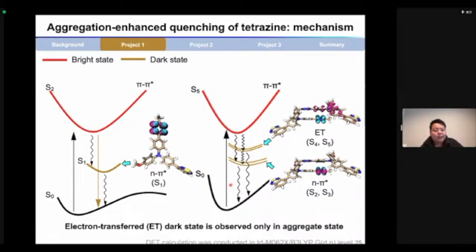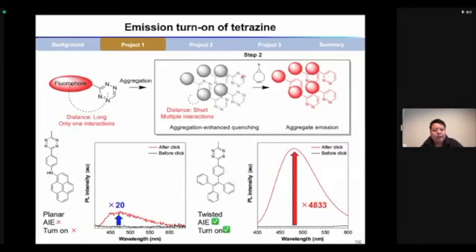The next step is checking whether the turn-on phenomenon will be observed or not. So we conducted this triple bond tetrazine ligation as well, and checked the aggregate emission of the post-click reaction compounds. And not surprisingly, if you use a non-AIE planar fluorophore, because it doesn't show good emission in the aggregate state, the turn-on efficiency of this planar dye-tetrazine molecule was not very good. Instead, if you use AIEgens as the fluorophore, because it has a strong aggregate emission, and upon the aggregation it has a good dark state, the turn-on efficiency of this molecule is very high, which leads to 4,800.